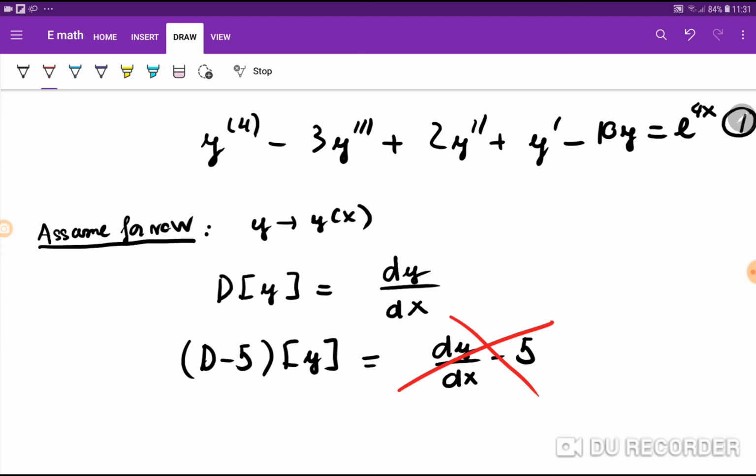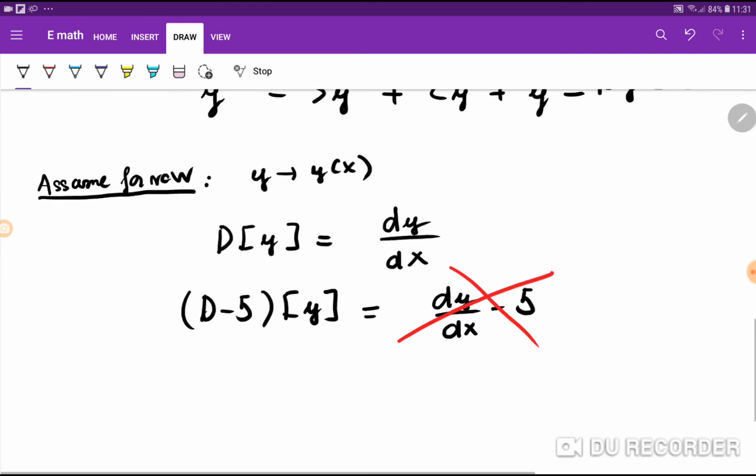But in fact, this is not the right answer. D minus 5 is the same. It's a bunch, it's a chunk. Okay, this is the chunk. It's not separated, and it has each component of this chunk.